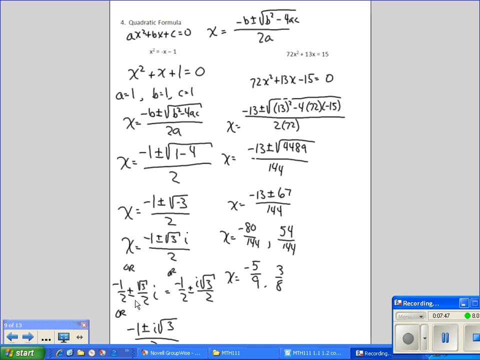Negative 1/2 plus or minus square root 3 over 2 times i. Some people like to put the i in front of the square root, or we could combine the two together here and have everything over the 2.